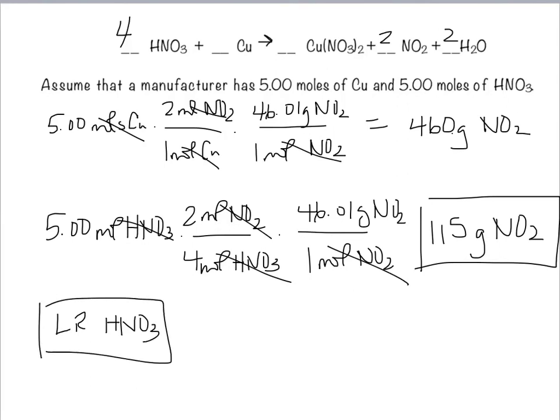The excess reactant is going to be copper. So it's the thing you have more of than what you need. Now to answer part C, when it asks how many grams of the excess is left over, I solve that the same way I did last time.